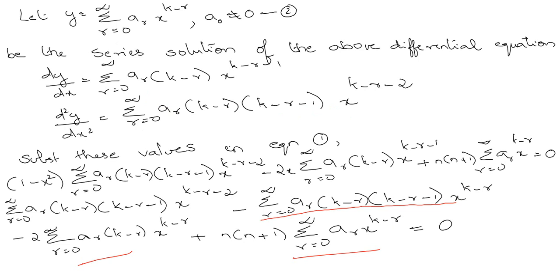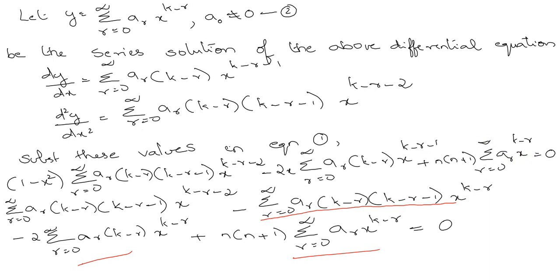Now we need to substitute the values of y, dy by dx and d square y by dx square in Legendre's differential equation, which now becomes (1 minus x square) sigma r is equal to 0 to infinity ar into (k minus r) into (k minus r minus 1) x raised to k minus r minus 2, minus 2x sigma r is equal to 0 to infinity ar into (k minus r) into x raised to k minus r minus 1, plus n into (n plus 1) sigma r is equal to 0 to infinity ar into x raised to k minus r is equal to 0.